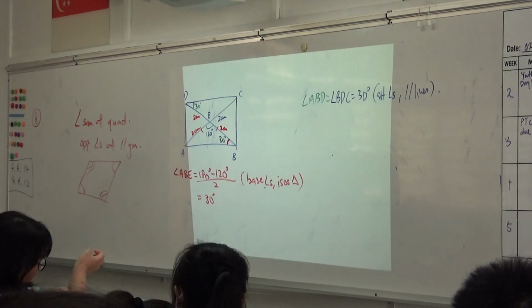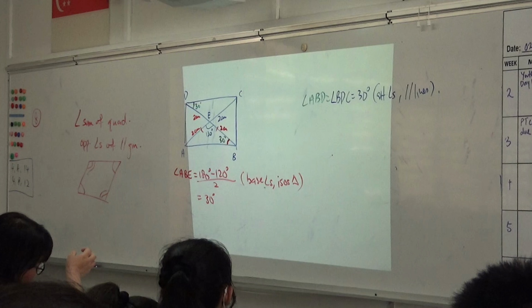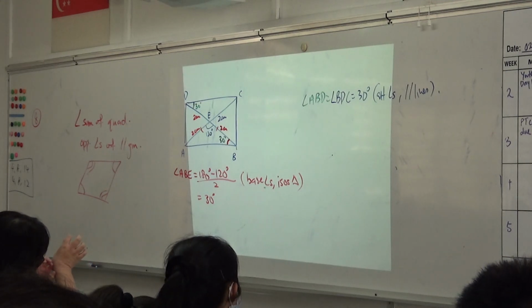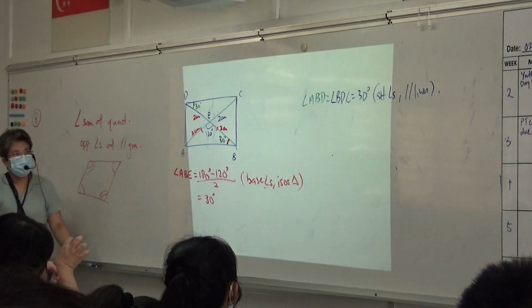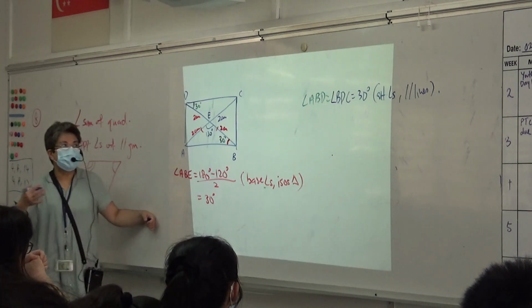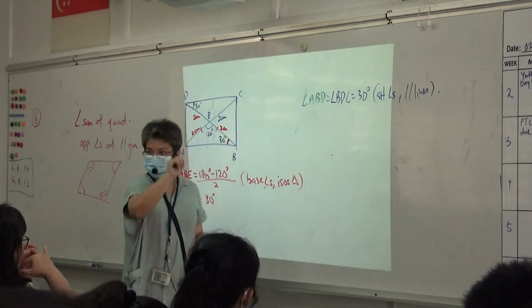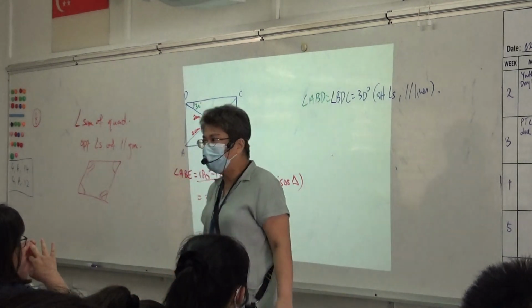Length of BC? It's an equilateral triangle, but we must prove that it's an equilateral triangle. Am I right? We can only say it's an isosceles triangle. How do we prove that it's an equilateral triangle?